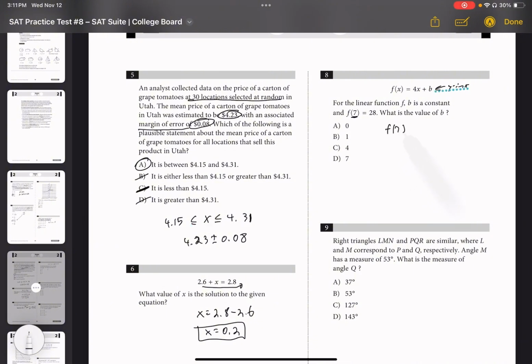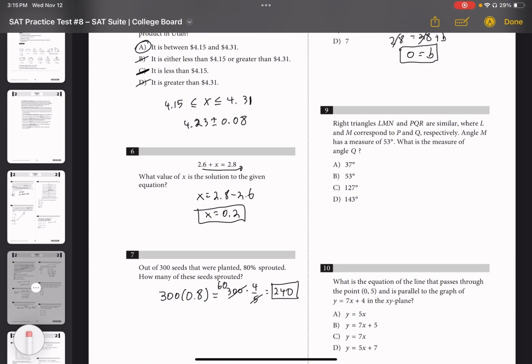So f of 7 is equal to 28. So 28 is equal to 4 times 7 plus b. 28 is equal to 28 plus b. B's cancel out, and b is equal to 0. So that would be answer choice A.